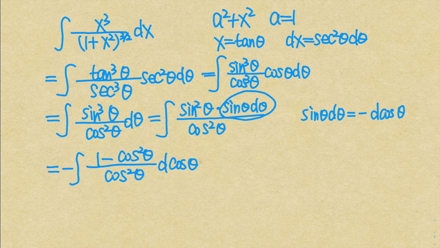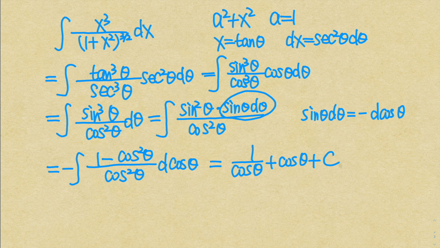So here we will get the answer. The antiderivative of negative 1 over cosine squared theta d cosine theta is 1 over cosine theta, and the antiderivative of 1 d cosine theta is cosine theta, and plus some constant c. Right, now we have solved the trigonometric integral. So let's bring it back to the x world.